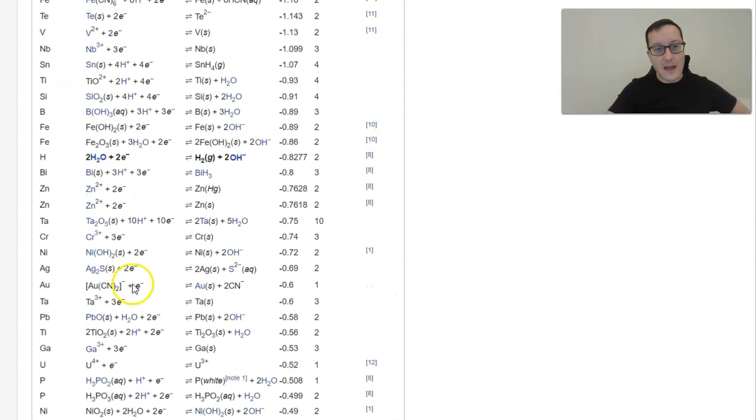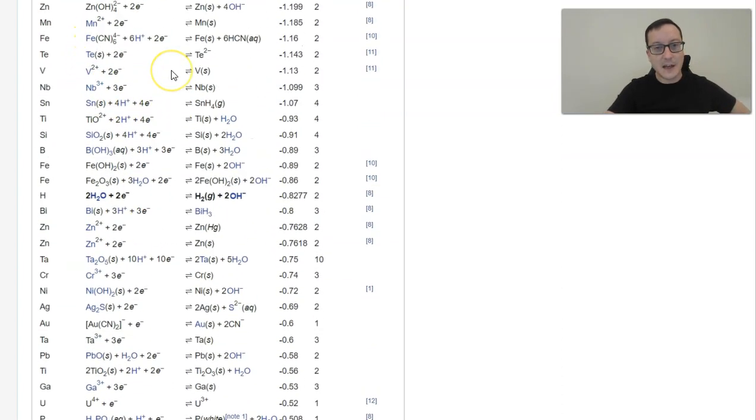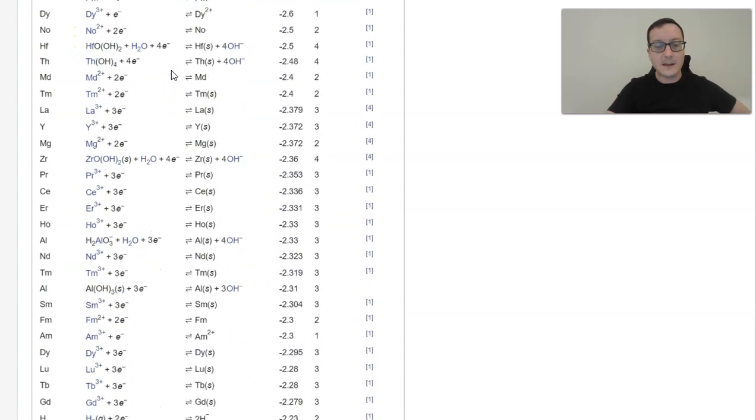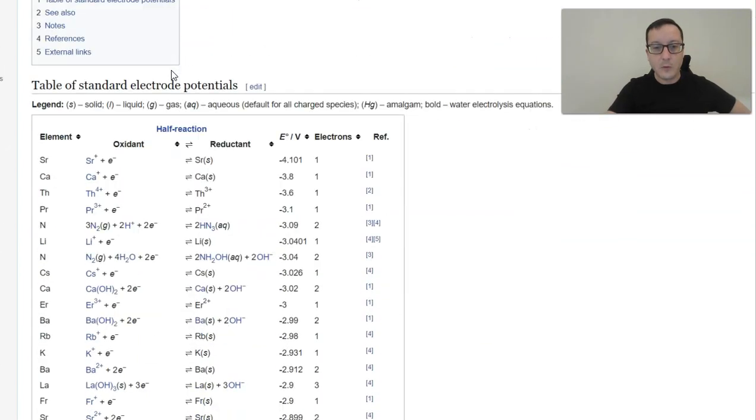And we're going to see that these are all reduction reactions. They're all written as something plus electrons. And we're going to see here that we have that voltage, which is that half cell potential. And we also see the number of electrons that are being transferred. We'll worry about that part later. Right now, let's focus on the voltage.